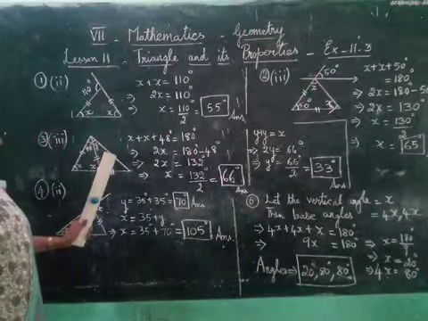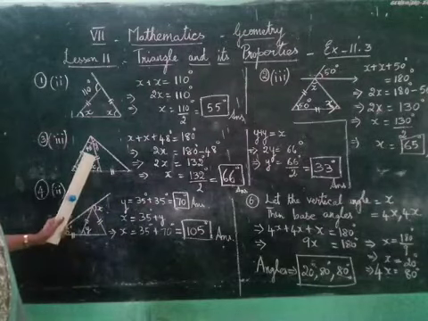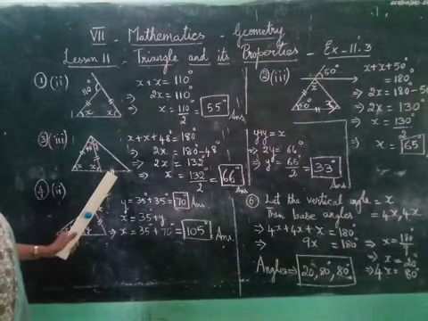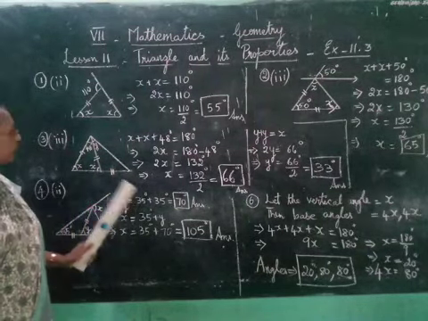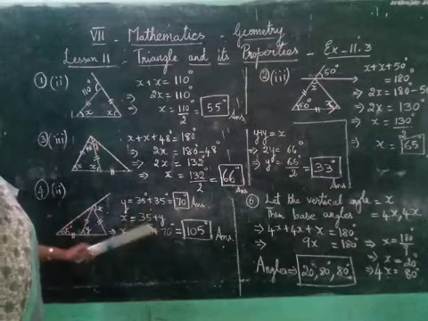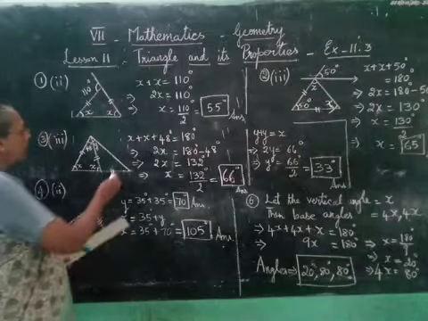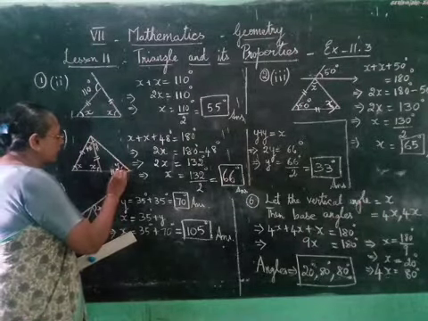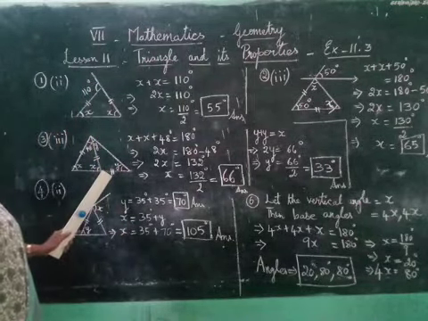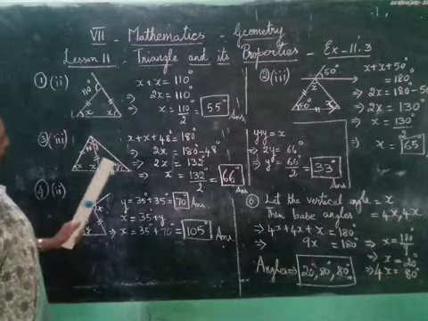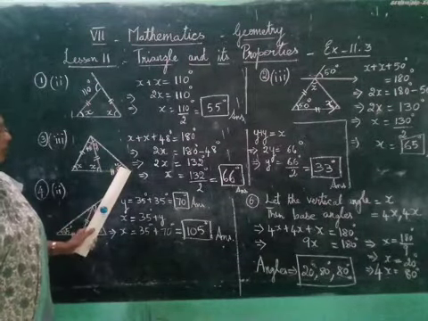Now coming to the second triangle. Here these two sides are equal, therefore the angles opposite to them also will be equal. So this angle will also be y, because this angle is opposite to this side, and so this angle also will be y.